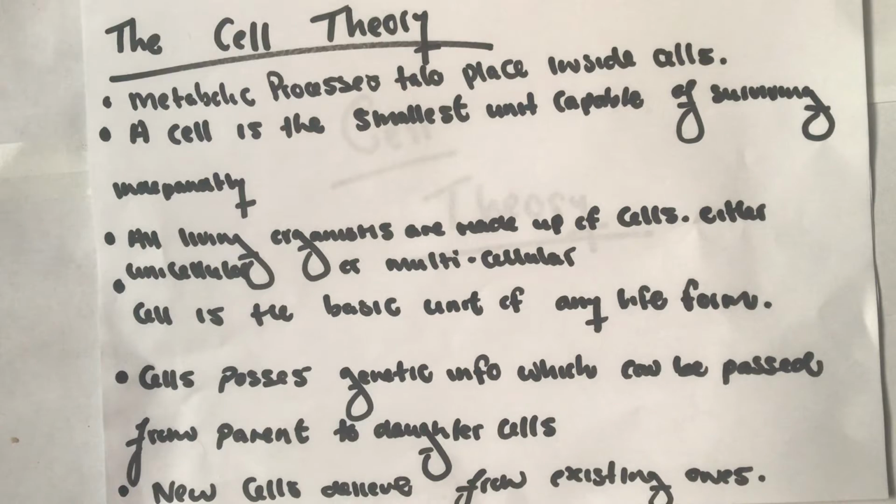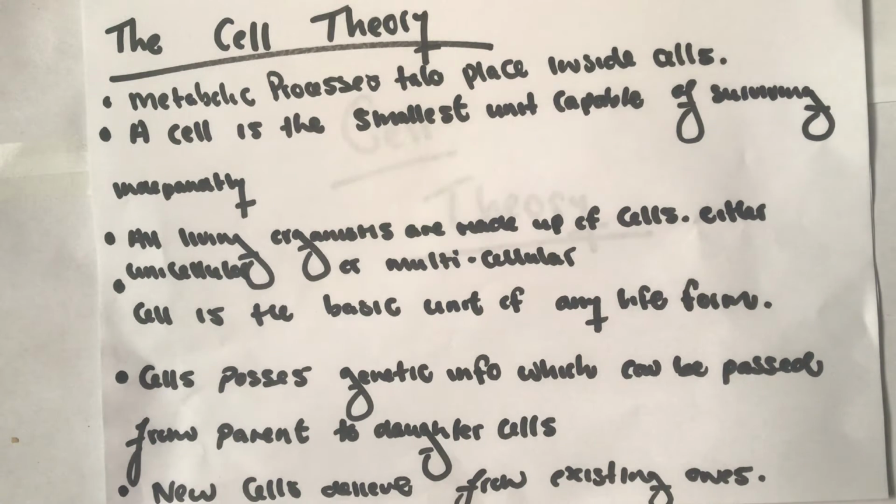A cell is the smallest unit capable of surviving independently. So we refer to a cell as a unit. All the organelles within a cell are able to interact with each other, and therefore a cell is not reliant on any other organism for its existence. So therefore we say it is capable of surviving independently.